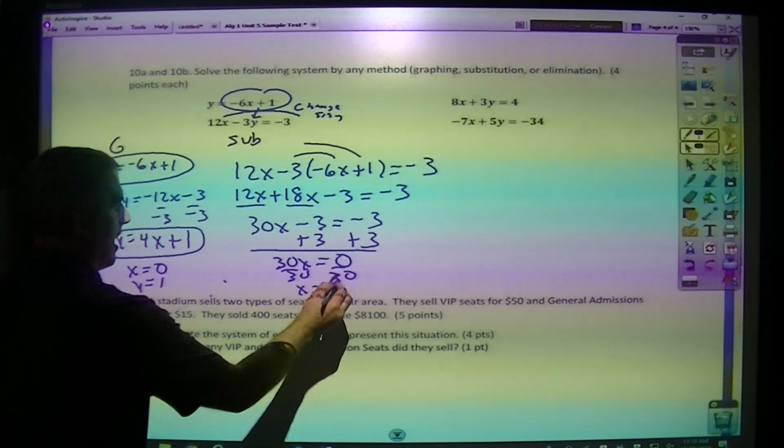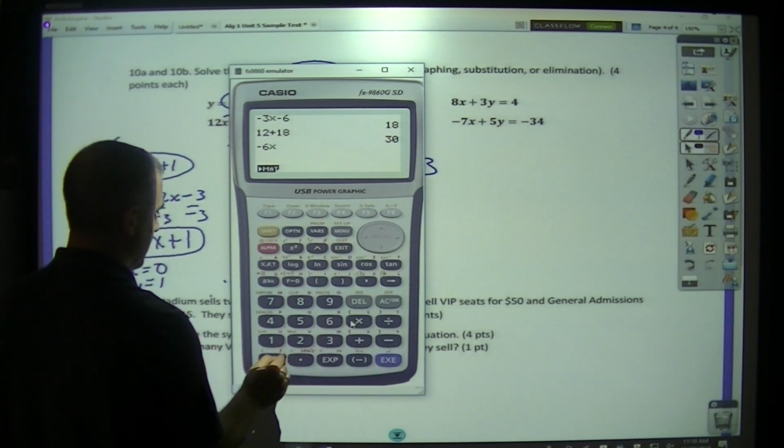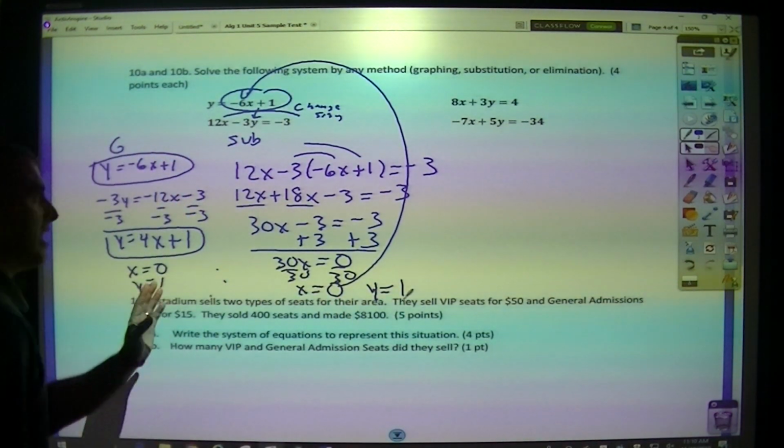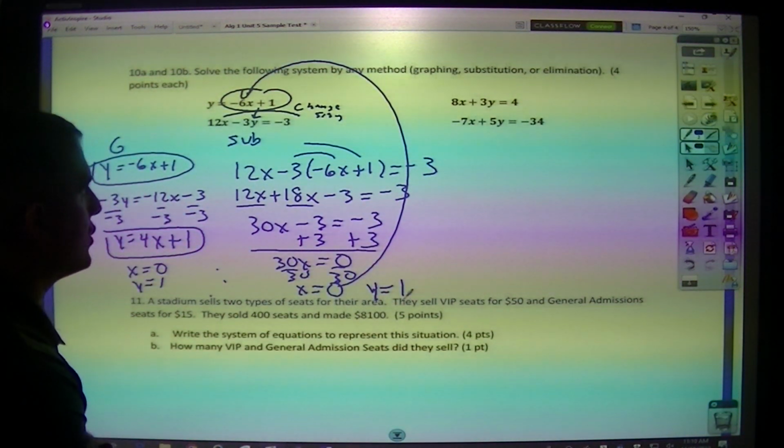Same thing. I would take this, put it right back into there. Negative 6 times 0 plus 1 would be 1. So either way would be acceptable, okay? Let's go to this elimination problem.